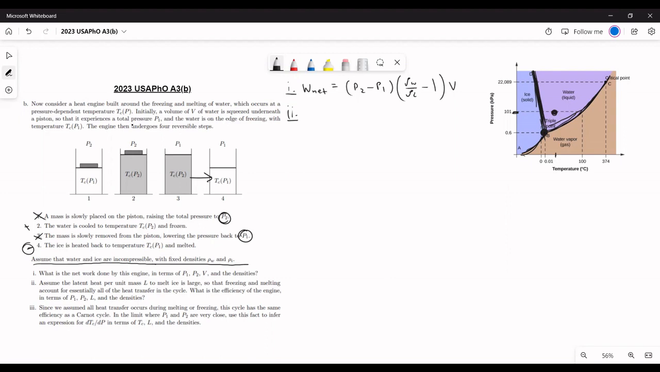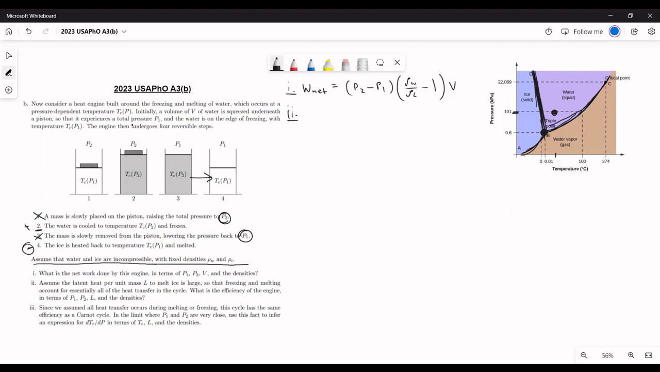So there's a reason why we're assuming that the latent heat per unit mass L is very large, and it's because the latent heat does not actually account for all the heat evolved during an entire cycle. And you can see that in, for example, step 2, the water is first cooled from Tc at P1 to Tc at P2 and then frozen. So that means that heat has to be removed in order to cool the water from Tc at P1 to Tc at P2. And then latent heat has to be removed in order to freeze the water. So what we're basically assuming is that the latent heat is so large that we can basically neglect all the heat required to change the temperature and only look at the heat that's being removed in order to freeze the water.